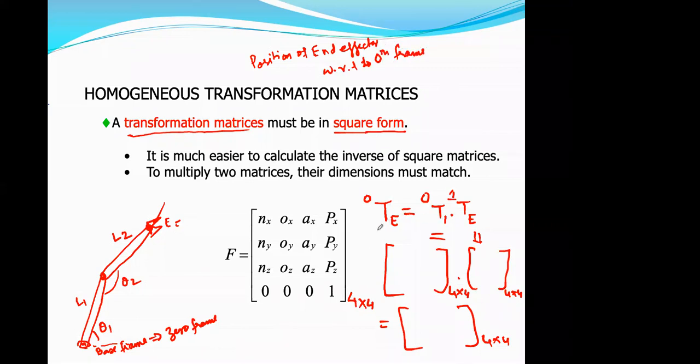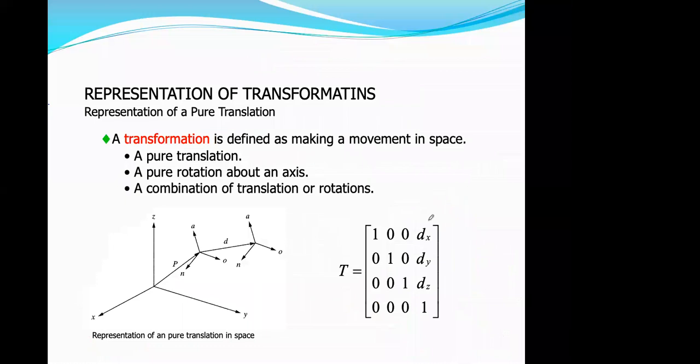Okay. Now in this way we can understand that aspect. Now let us talk about a few more things. Representation of transformation, representation of a pure translation. A translation is defined as making a movement in space. A pure translation, then it can be a pure rotation about an axis, and a combination of translation and rotation. तो यहाँ जब translation होता है, so this motion will be called d, distance. Here it will be called theta, and here it will be called theta plus d, जहाँ दोनों हो रहे हैं. So it will be a translation, it will be a rotation.